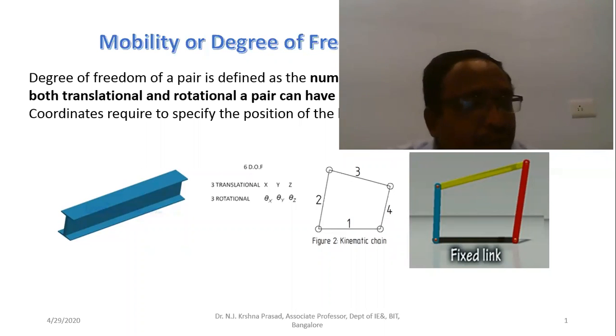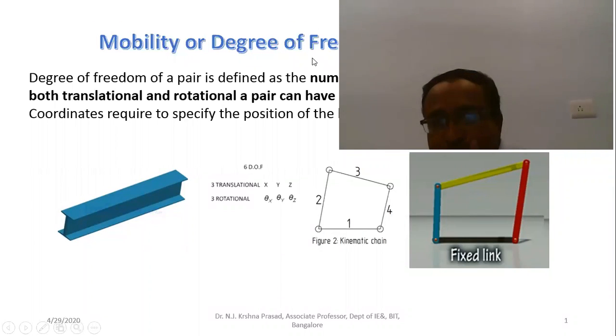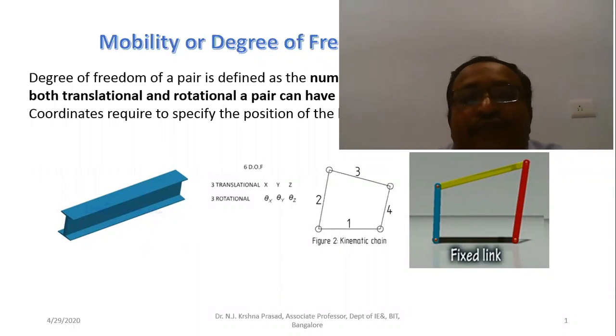I am going to explain mobility or degree of freedom of mechanism. It is a topic in kinematics of machinery which is prescribed for the industrial engineering and management 4th semester students.